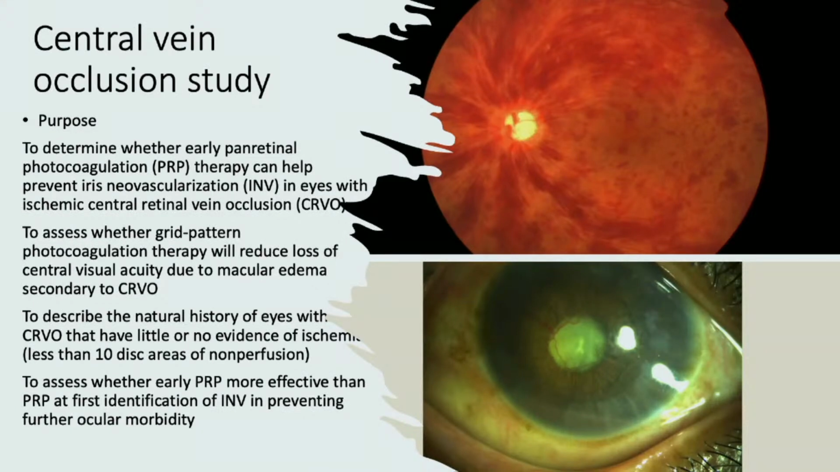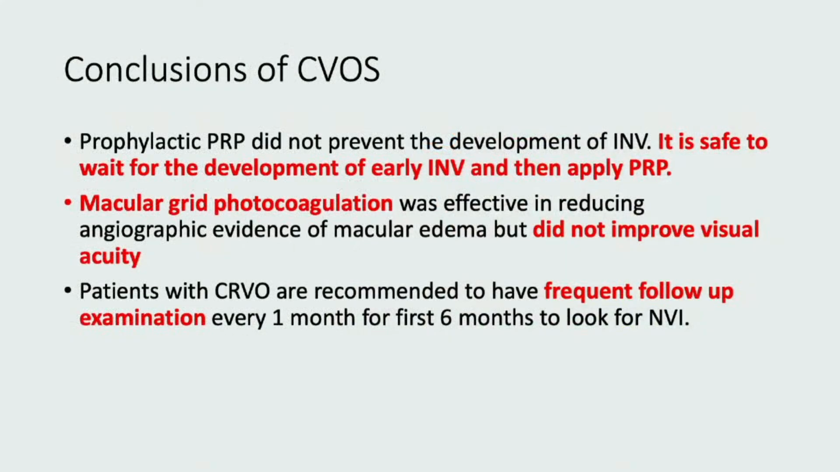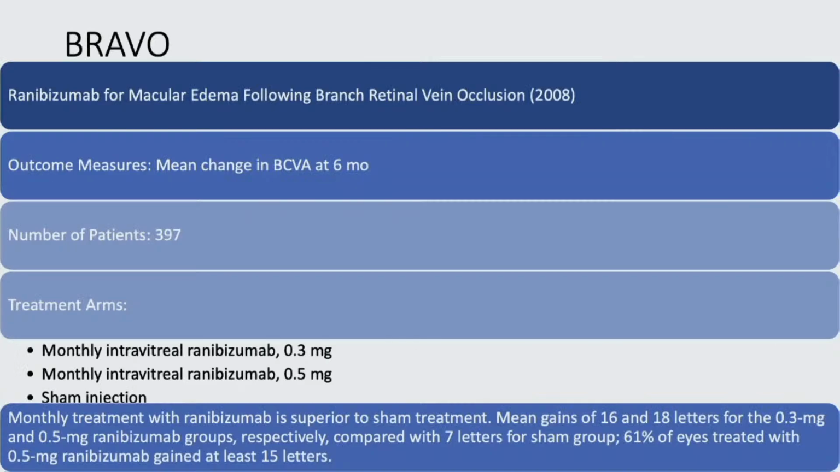If there is a CRVO patient, you have to examine the patient once every month. Why? Because these patients tend to develop an NVA or an NVG. So some people asked, can we do laser beforehand, instead of doing monthly follow-up? The answer is no. You wait till there is an NVA or an NVG, and only then do the laser. The second question the study was trying to answer was, if you have a CRVO with macular edema, can I do macular grid just like I did in BVOS? The answer is no. Why? Because the angiography tends to become better, but vision-wise it did not do any better. So macular grid is a strict no-no if you are dealing with a patient of CRVO.